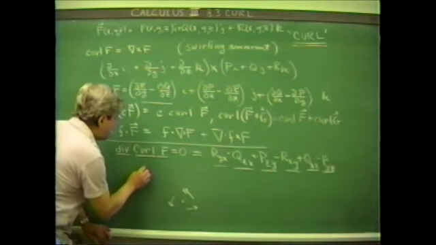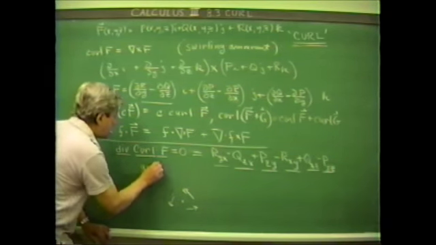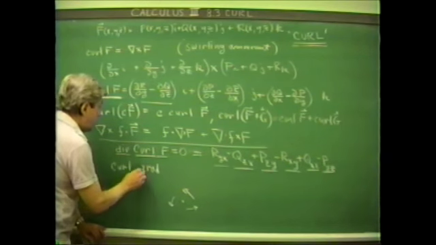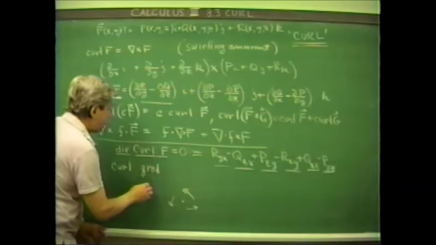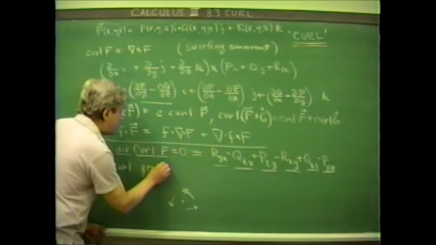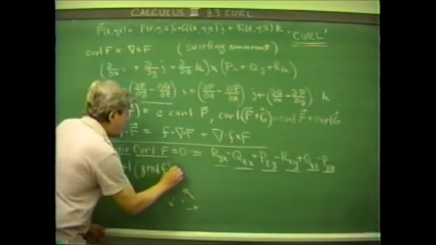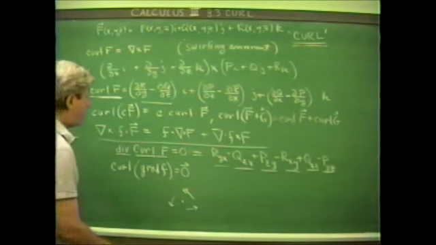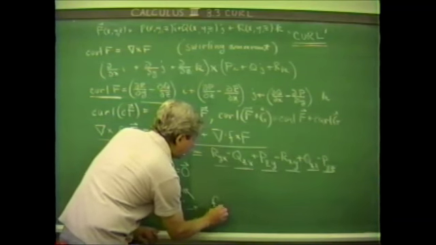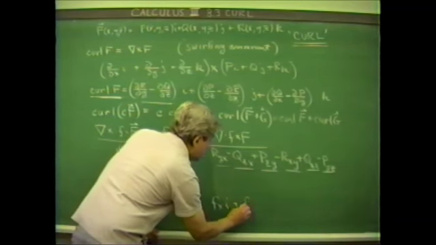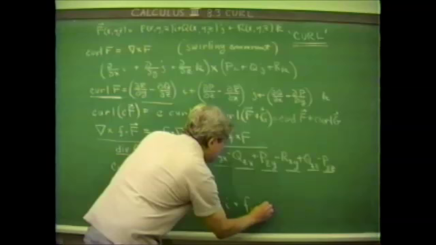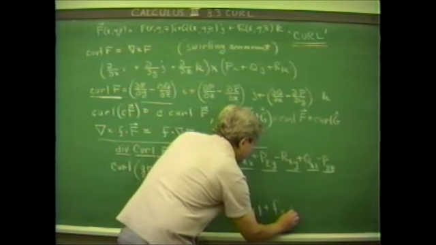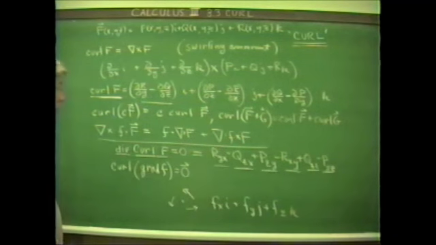A gradient has no curl. That's to say if we take a gradient and we take the curl of the gradient of a function f, we get the 0 vector at every point in space. Well, gradient f is partial f with respect to x i plus the partial f with respect to y j plus the partial of f with respect to z k. What happens if we want to compute the curl of this?